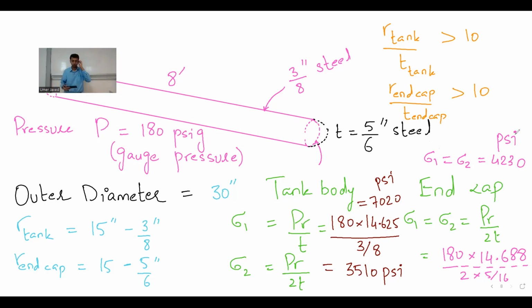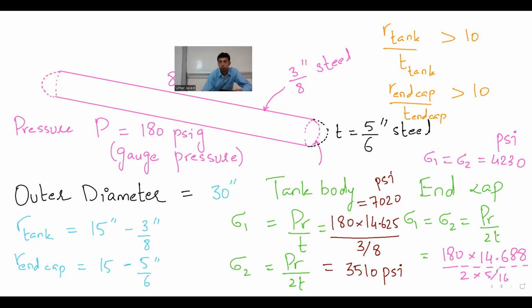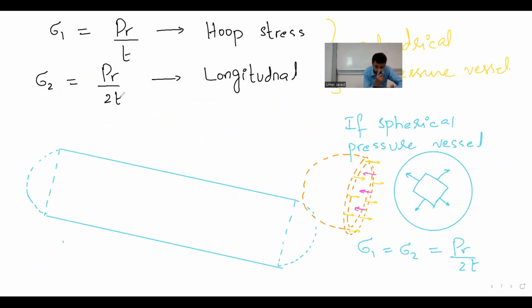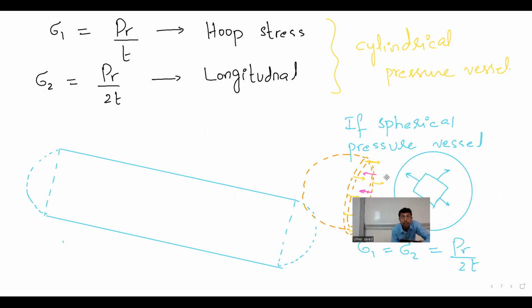Is it clear? And let me just double check. Did I tell you that, when I wrote here, I usually tell this to students: remember that in a cylindrical tank, your stress 2 is equal to stress 1 over 2. For a cylindrical tank, thin pressure vessel, okay? Remember this.